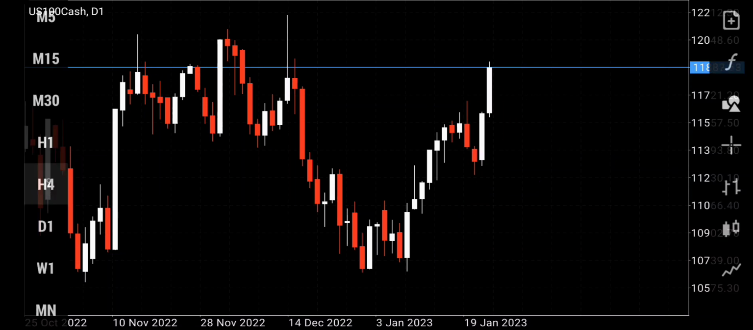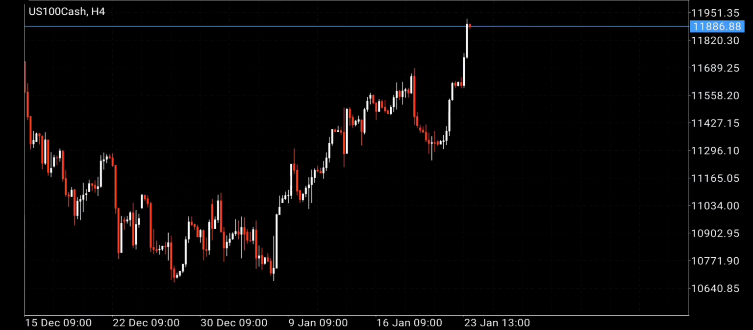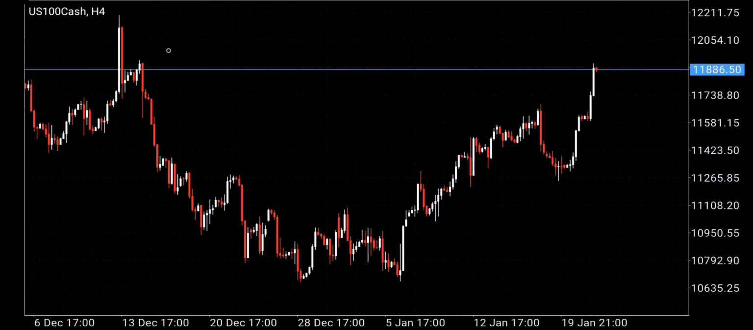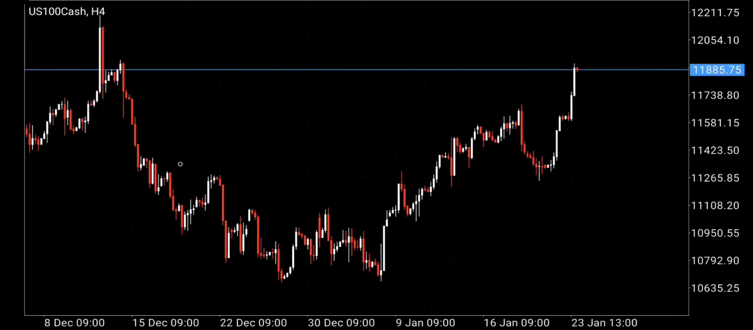So let's check our H4 and see. This was a very nice move, hey? A very, very nice move, right? So we do have the same trend line here on our H4, which is still this one here. And now we are inside.